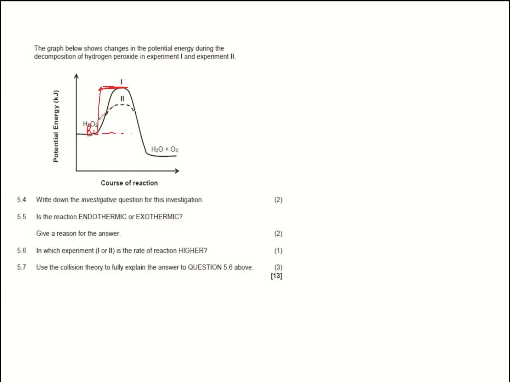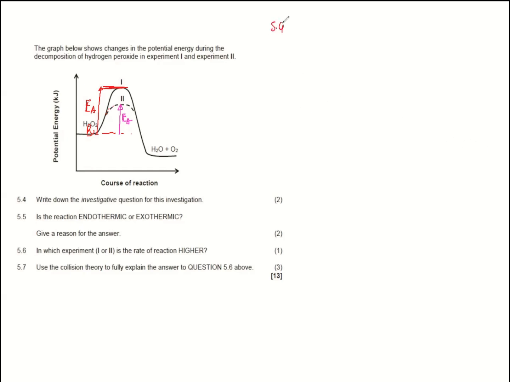Now, this is the first activation energy for experiment 1. This is the activation energy for experiment 2. So as we can see here, the activation energy has been decreased. And the only quantity that can affect the activation energy, we know it to be a catalyst.